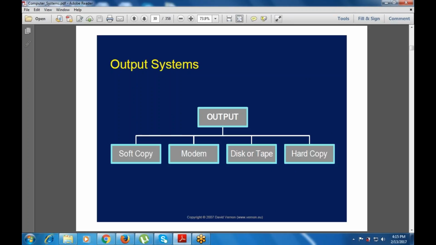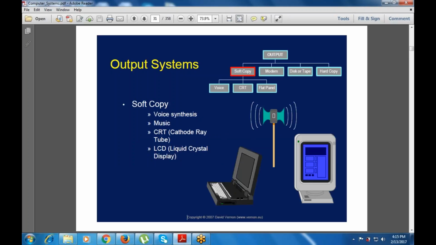Now, what are the various outputs that we can use? One is a soft copy, one is a modem, one is a disk or tape, one is a hard copy. Soft copy may be voice synthesis or voice recognition systems, music, CRT, that is a cathode ray tube, or LCD, that is a liquid crystal display.